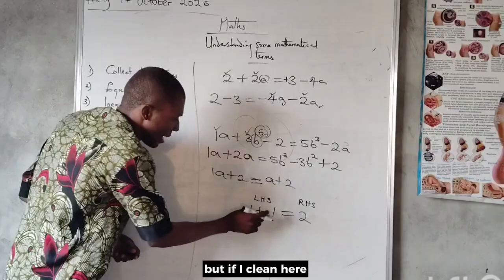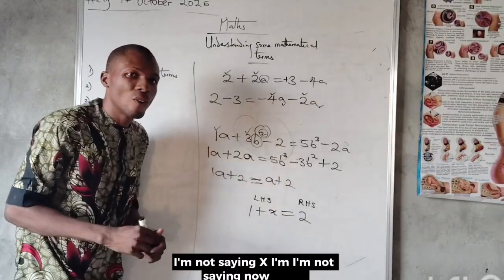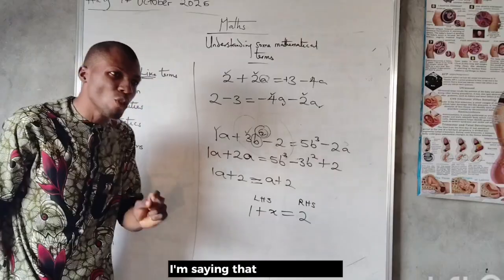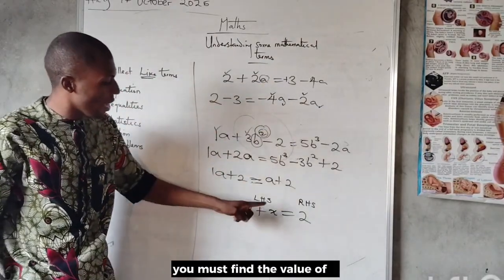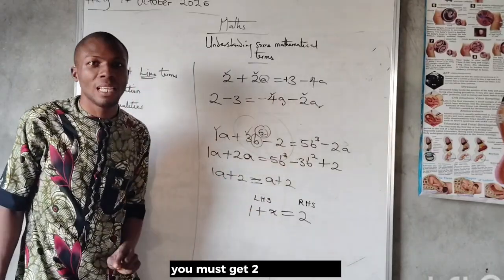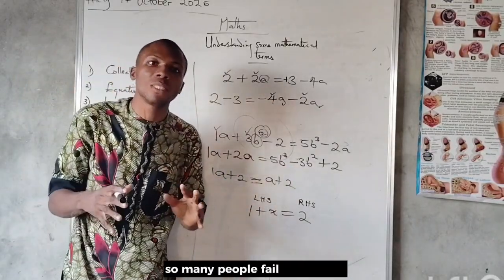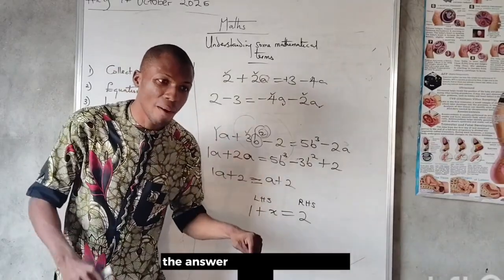But if I claim here, I'm not saying x, I'm not saying now find x. I'm saying that you must find something. When you are solving, you must find the value of x that at the end, when you add it, you must get 2. That's why so many people fail their exam. They don't check the answer to the question.